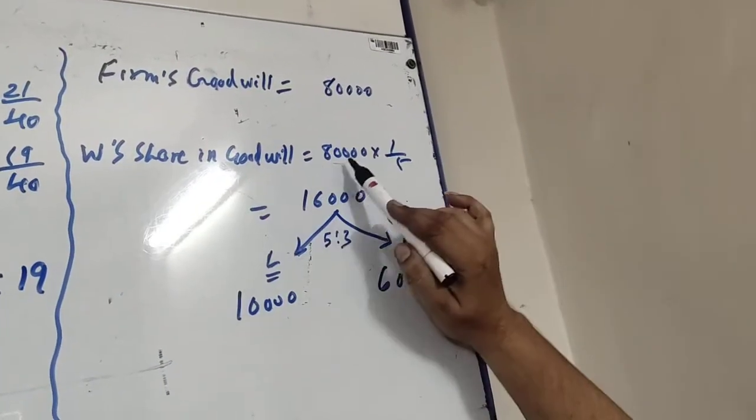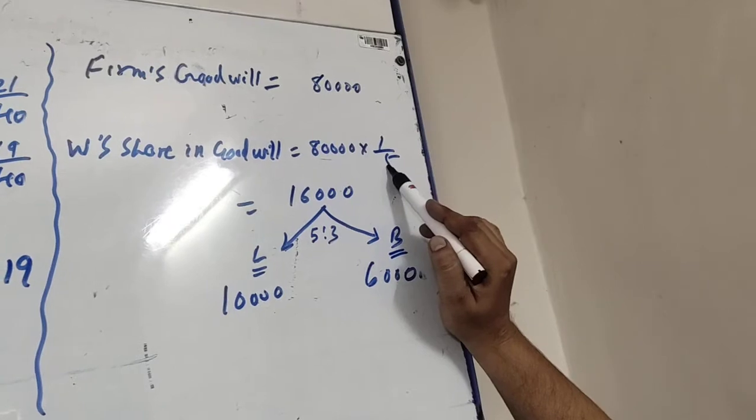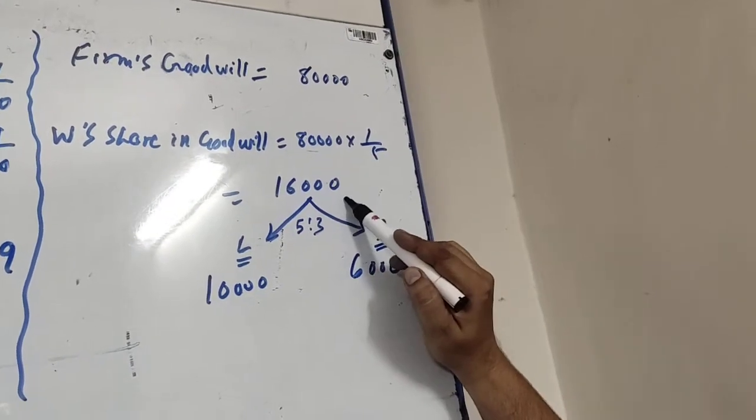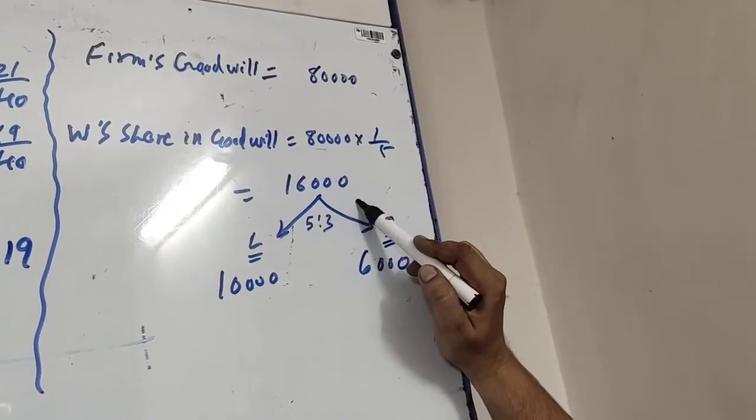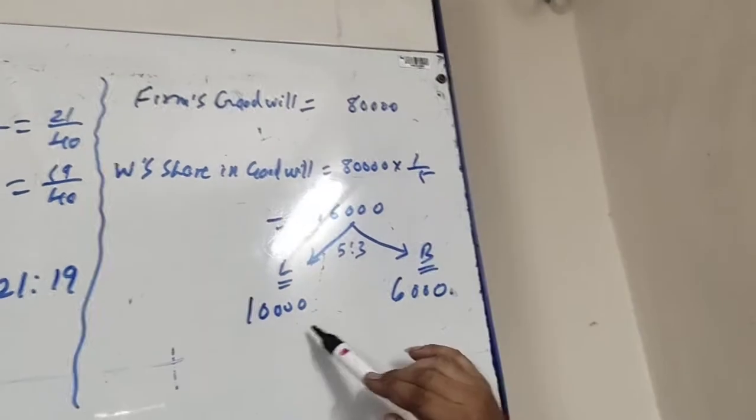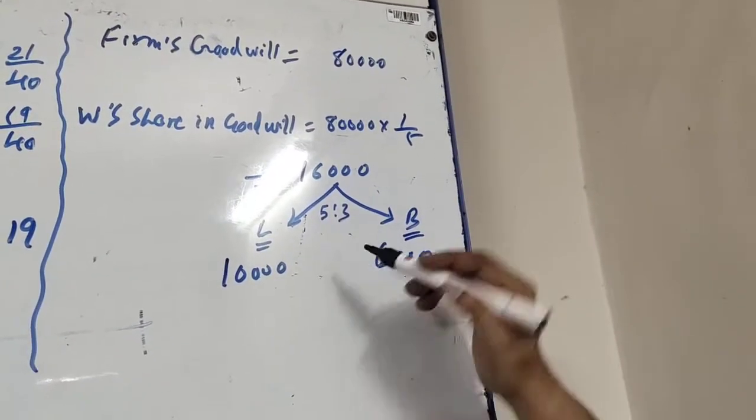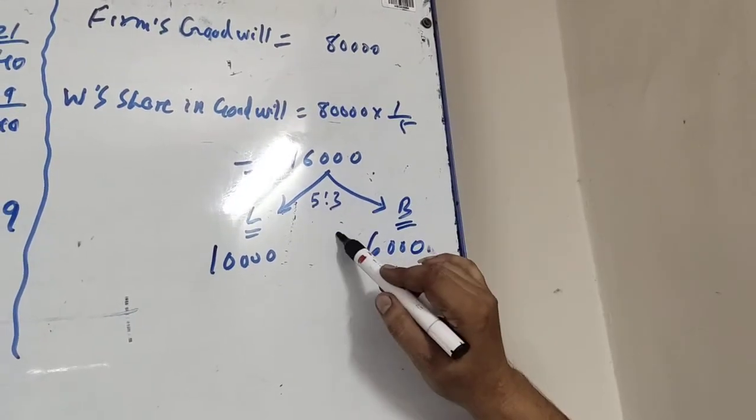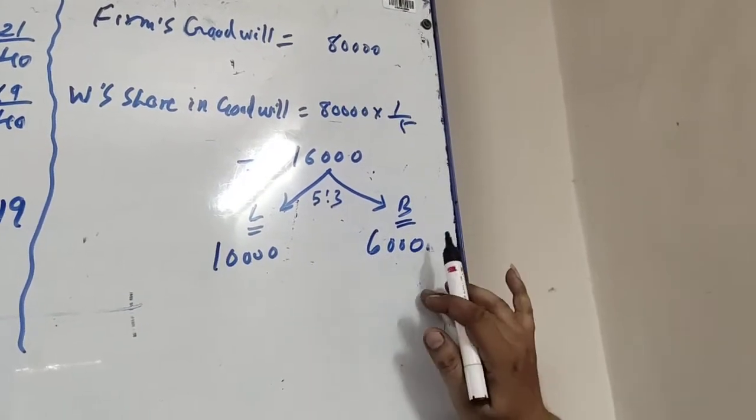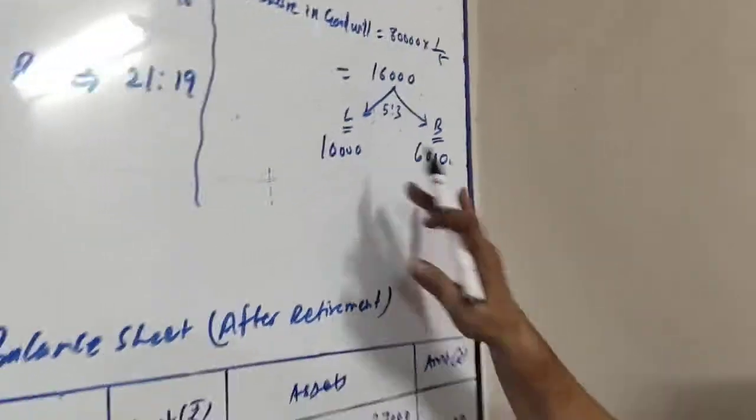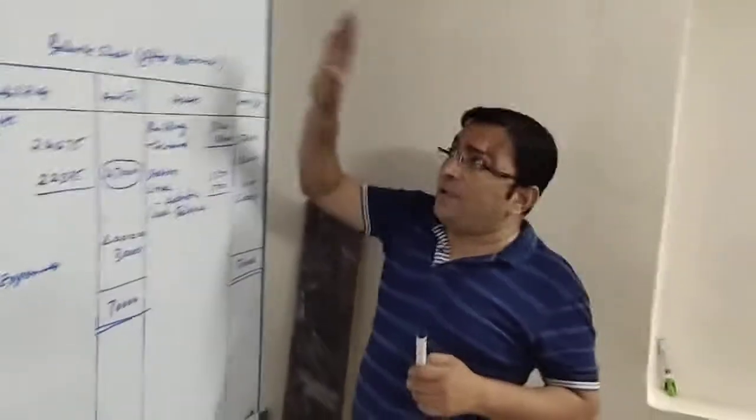W's share in goodwill is 80,000 into 1 by 5, so that comes to 16,000. Now 16,000 will be payable to W by L and B in the proportion of 5:3. So when I distribute 16,000 in the proportion of 5:3, I get 10,000 and 6,000. These 10,000 and 6,000 will be given to him.